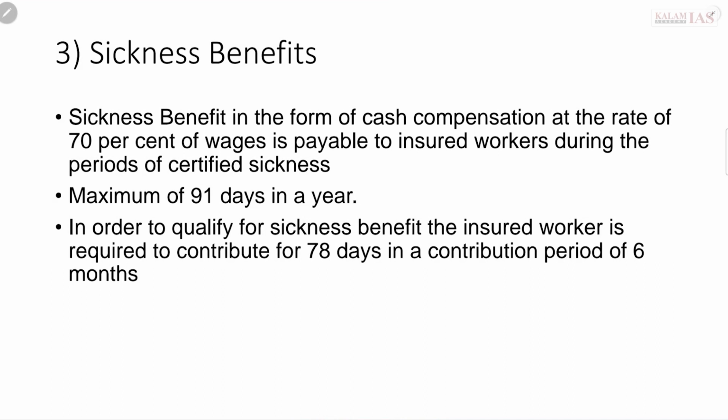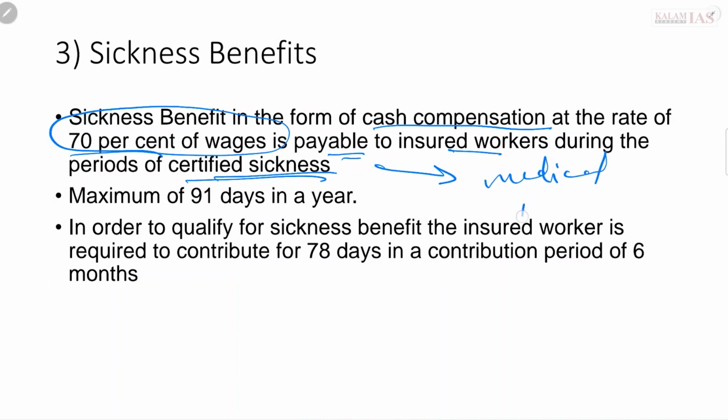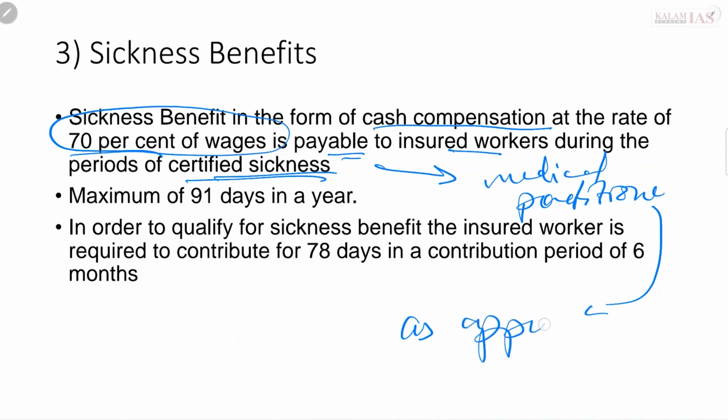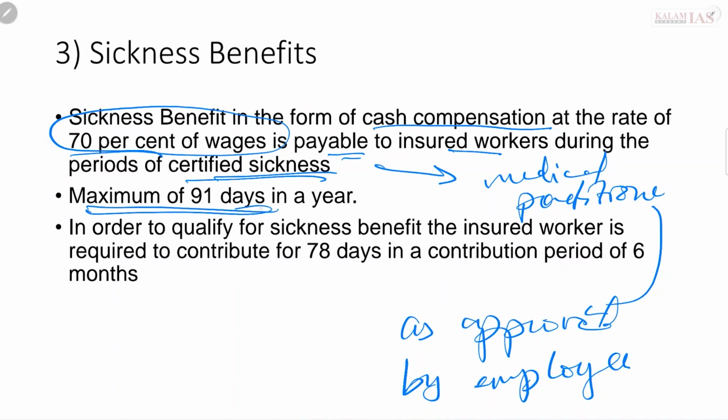Then we come to sickness benefits. Sickness benefit in the form of cash compensation at the rate of 70% of wages is payable to the insured workers during periods of certified sickness. You need to get it certified from a medical practitioner as approved by the employer. Sickness benefits can only be granted for a maximum of 91 days in a year. That is, at most for 3 months you can be sick, but not more than that.